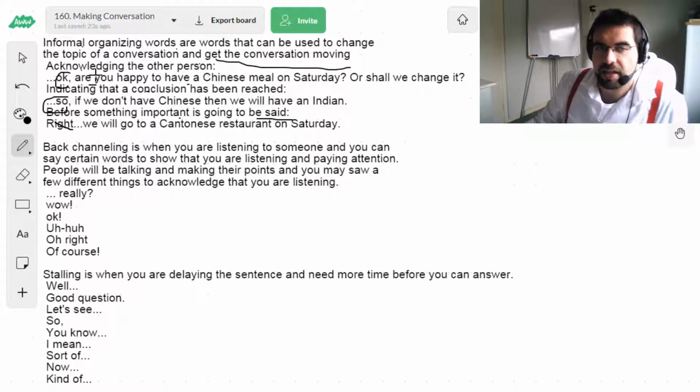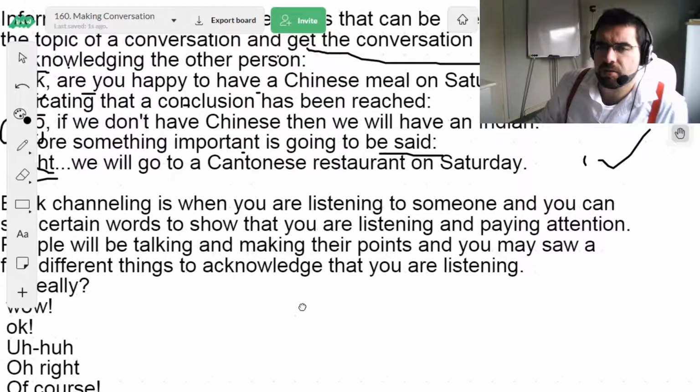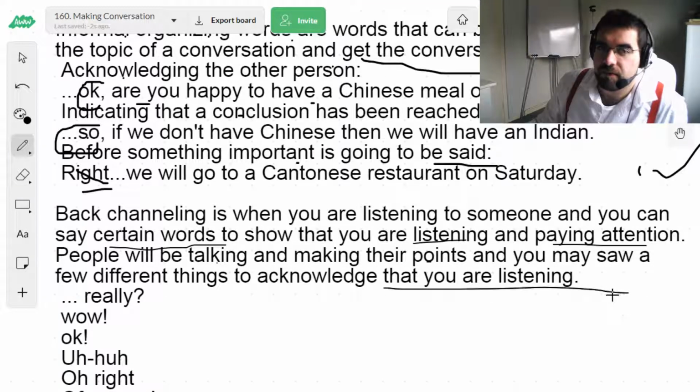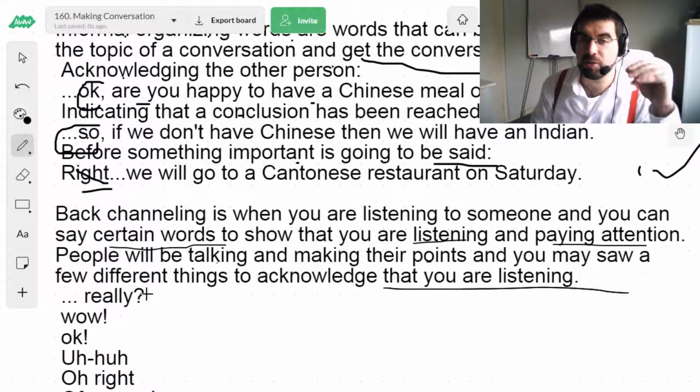So we can use okay, so, and right to start a conversation. But also, there's this thing about backchanneling. Let's look at this a little closer, shall we? Backchanneling is when you're listening to someone and you can say certain words to show that you are listening and paying attention. Essentially, when someone's talking, we can say certain things to acknowledge that we're listening and paying attention.